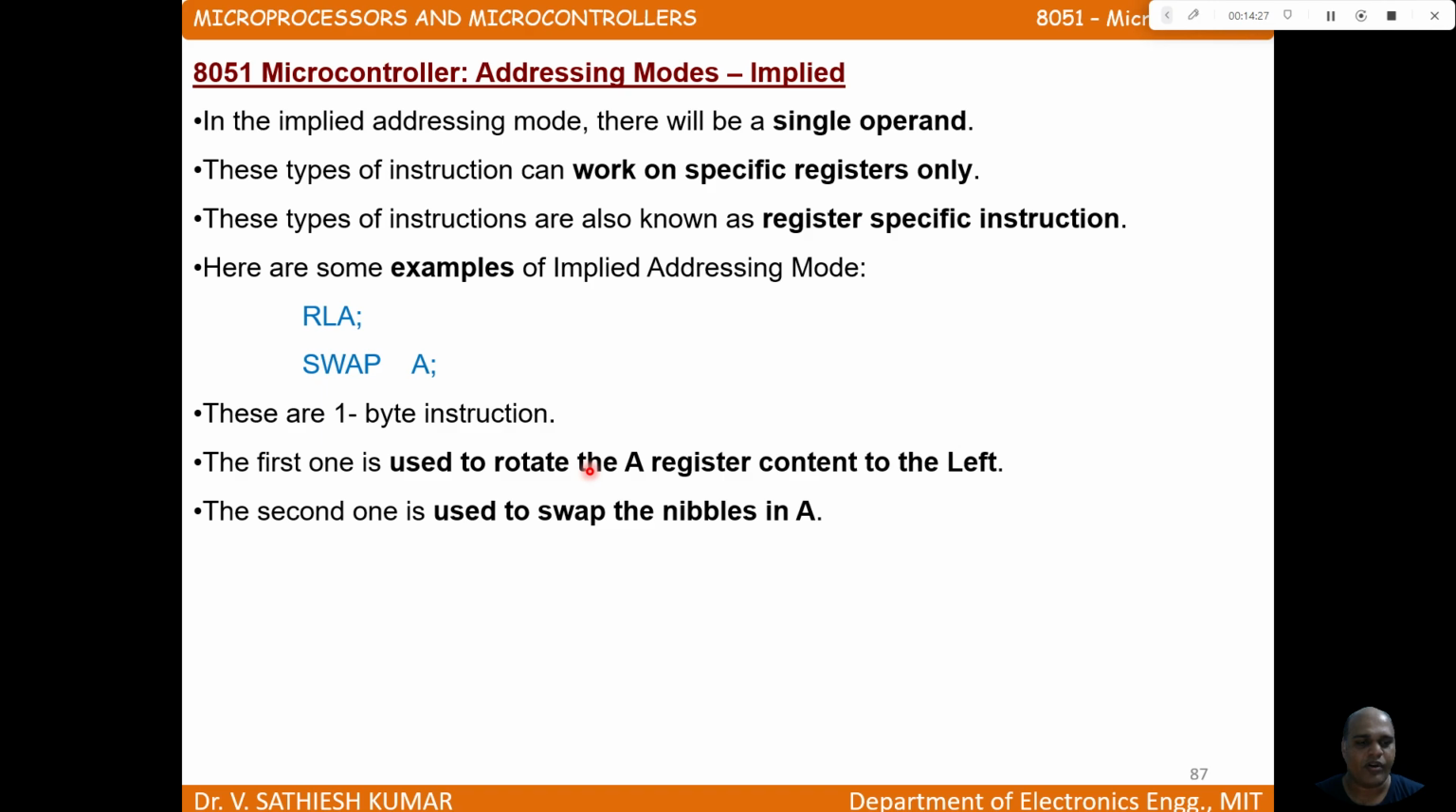In indexed addressing mode we have an offset value in the accumulator, and this offset value will be added with your base register. The base register can be a program counter or a data pointer. By adding this offset value with the base register content we get a new address. From that new address the data can be retrieved, or to that new address the data can be stored. Finally, we have an implied addressing mode where the instruction will make use of certain registers by default. It's a register specific instruction.